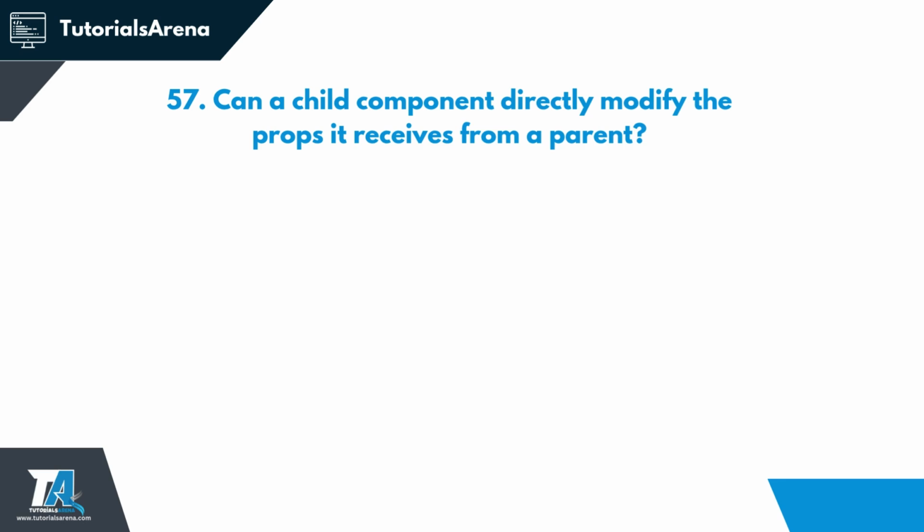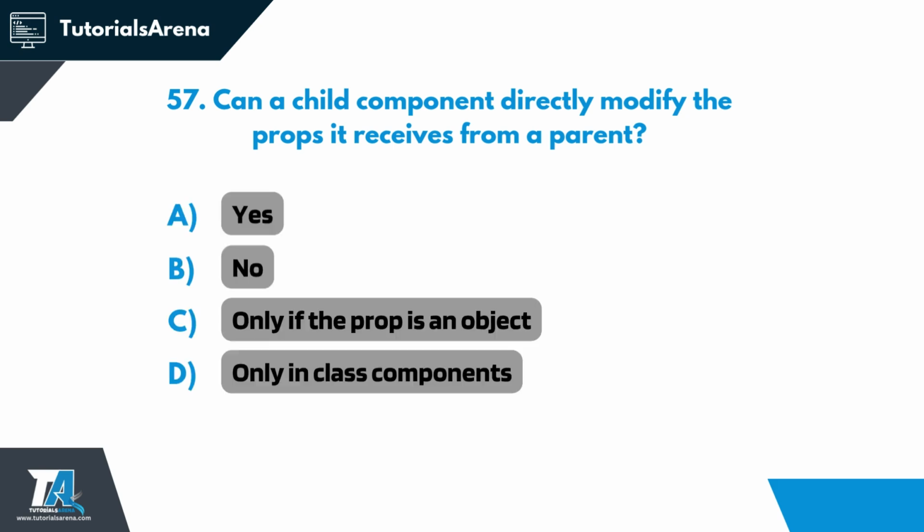Question 57. Can a child component directly modify the props it receives from a parent? The options are: Option A, yes. Option B, no. Option C, only if the prop is an object. Option D, only in class components. The correct answer is Option B, no. Moving on to the next question.